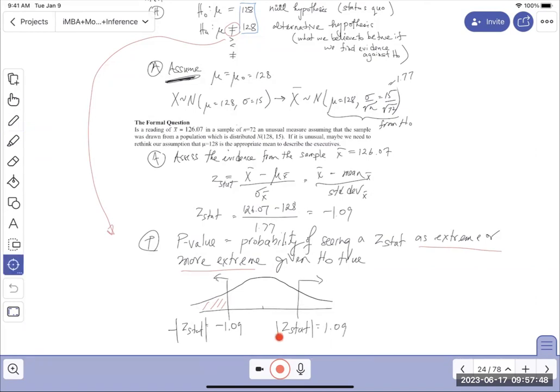So you put the positive of z-stat here, or the absolute value, and the negative absolute value of z-stat here, and you test on both sides as extreme or more extreme. In other words, higher or lower. So what's the chance of it being in the tail, in other words? And we are in a Z stat, so this is a Z. So how do you figure that out?